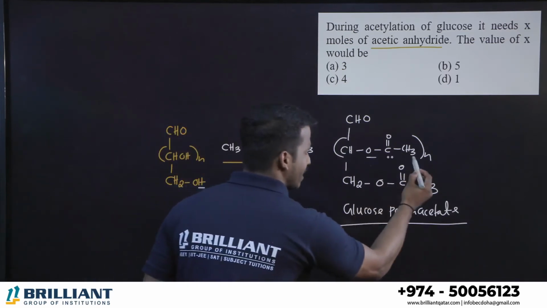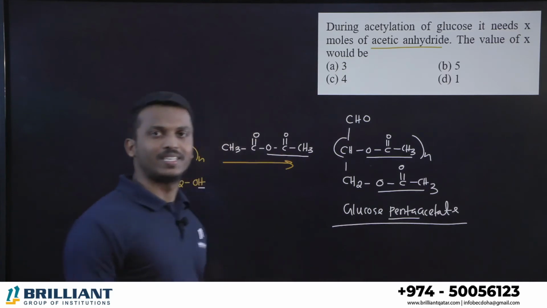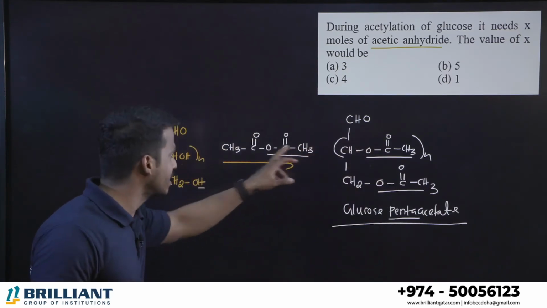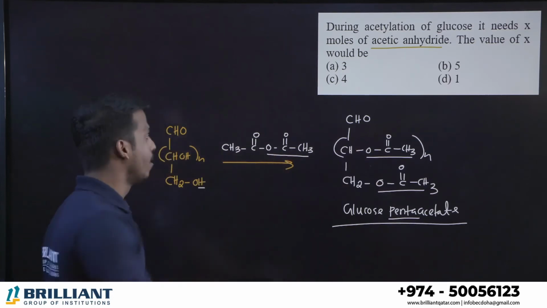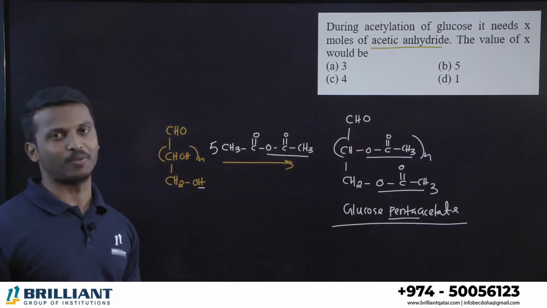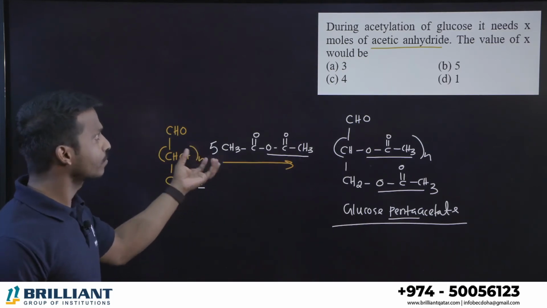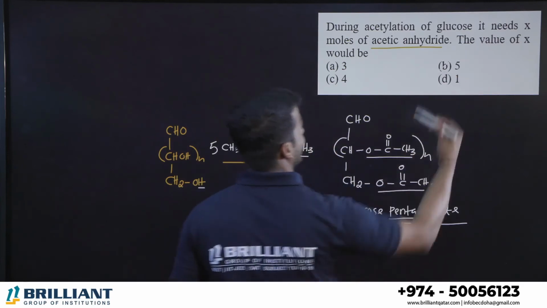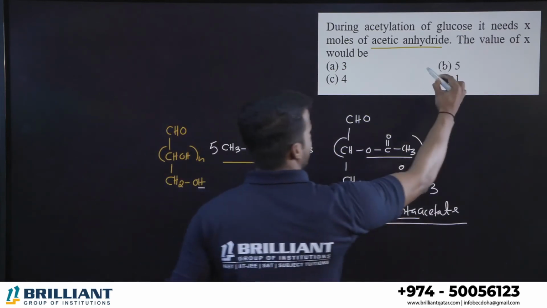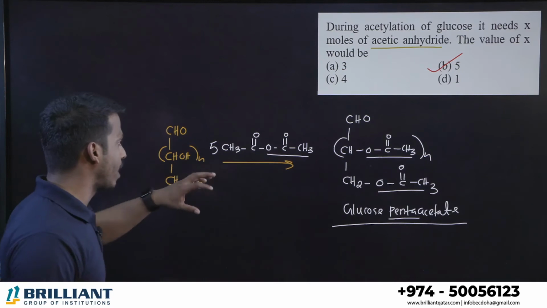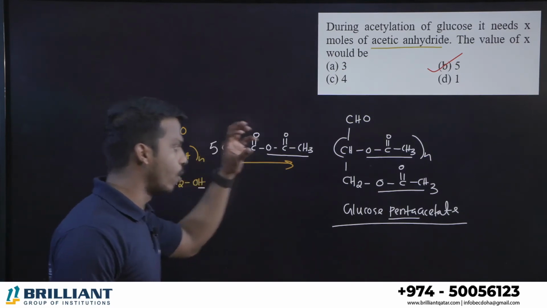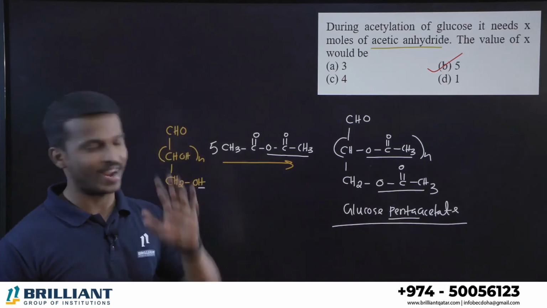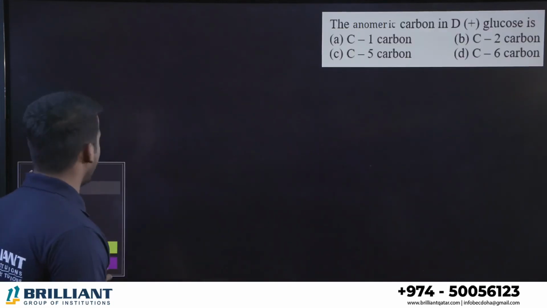Why is it called penta? Because there are 5 acetate groups. If you want to get 5 acetate groups, how many acetic anhydrides do we have to use? 5 acetic anhydrides we have to use. So what is the X moles of acetic anhydride we are using? There are 5 acetic anhydrides. Option B is the correct answer. Okay, if you want to do acetylation on glucose, if you want to get glucose pentaacetate, we need 5 acetic anhydrides. Alright?